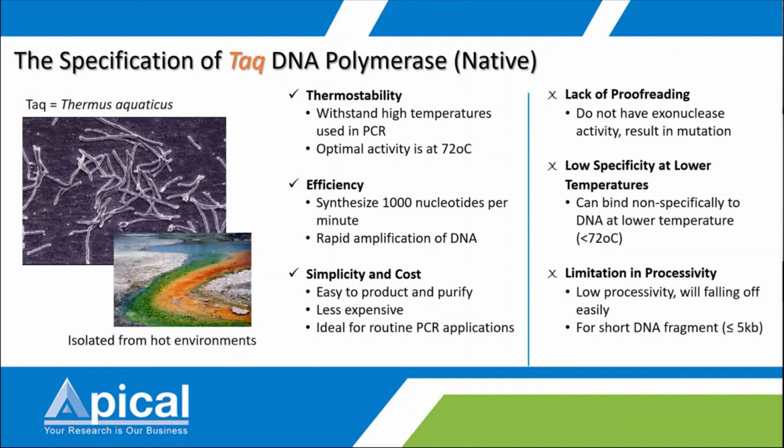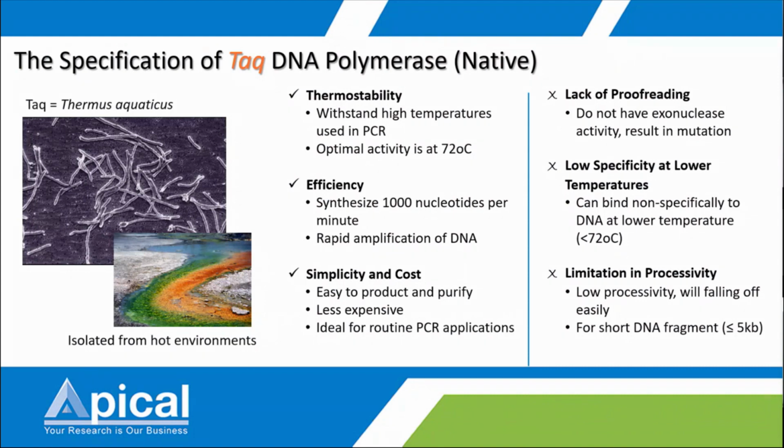But there are also some features in Taq DNA polymerase that may not favor PCR. One of them is that the polymerase lacks proofreading activity. So it will result in a higher error rate upon PCR. Also, at temperatures below its optimum, which means lower than 72 degrees Celsius, the Taq DNA polymerase can bind non-specifically to DNA, and it will lead to unspecific amplification.